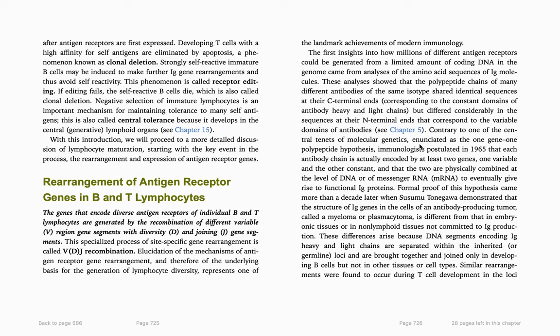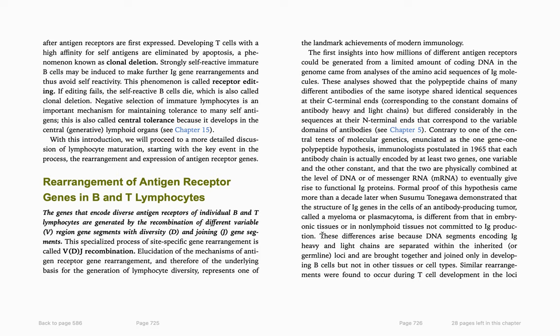Contrary to one of the central tenets of molecular genetics, enunciated as the one gene, one polypeptide hypothesis, immunologists postulated in 1965 that each antibody chain is actually encoded by at least two genes, one variable and the other constant, and that the two are physically combined at the level of DNA or messenger RNA to eventually give rise to the functional Ig protein.